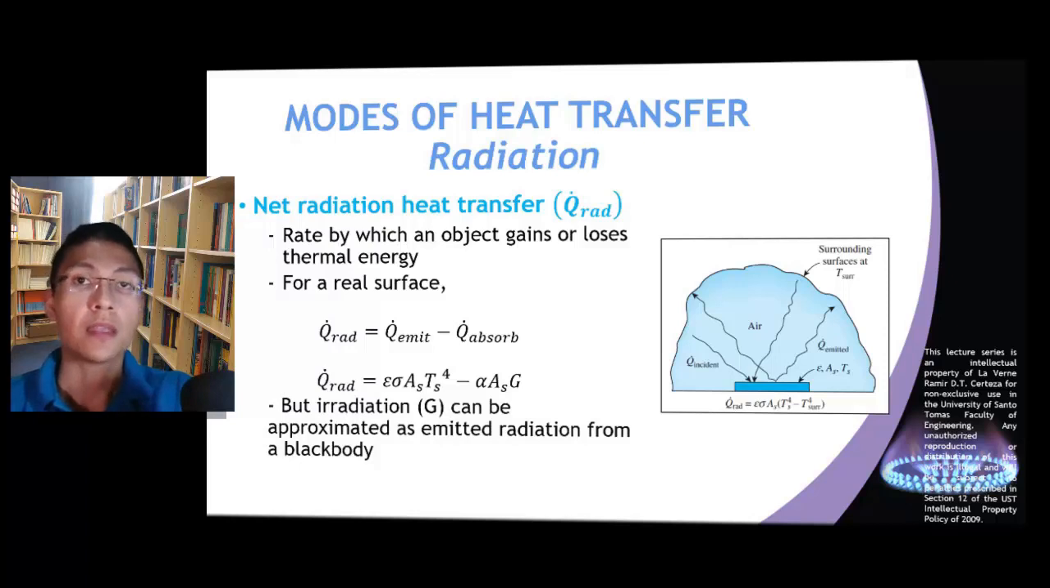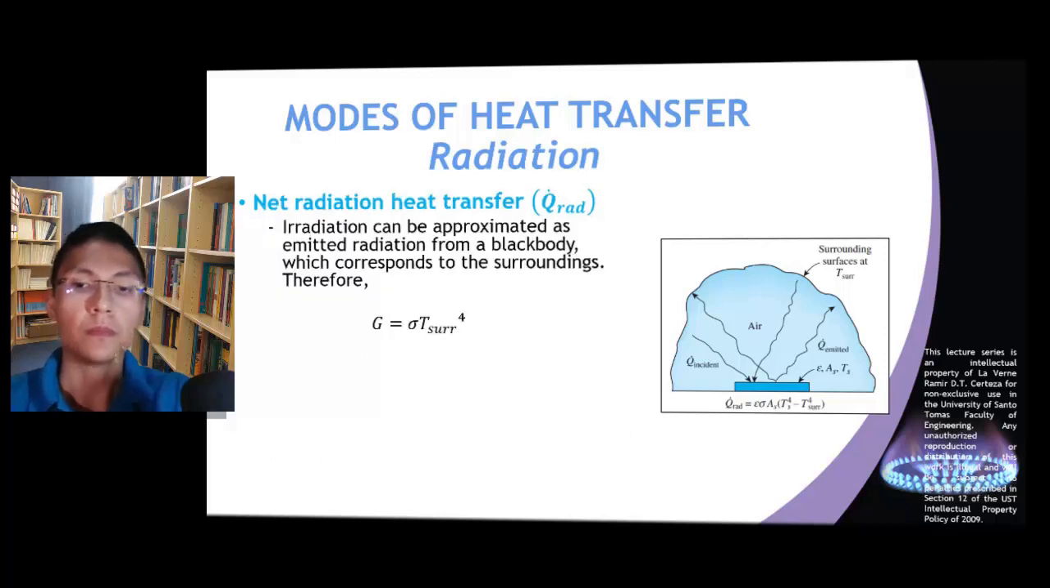First, we can say that the irradiation G is simply the emitted radiation from the surrounding surfaces of the material. In addition, we can also assume that the surrounding surfaces can be considered a blackbody. Under this assumption, we can write the formula for irradiation in this way, using Stefan-Boltzmann's law. This will let us write the formula for the rate of absorbed radiation in this way.